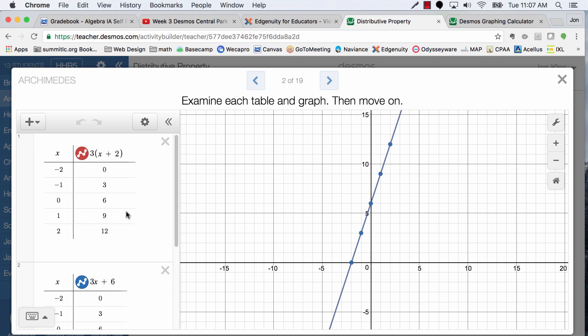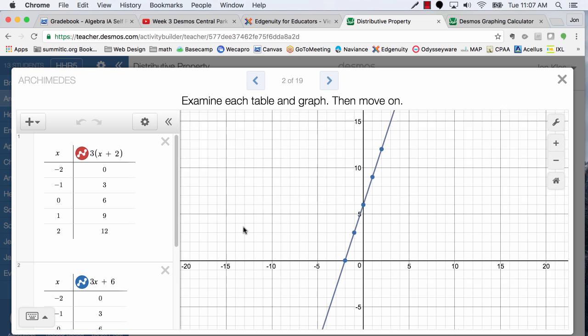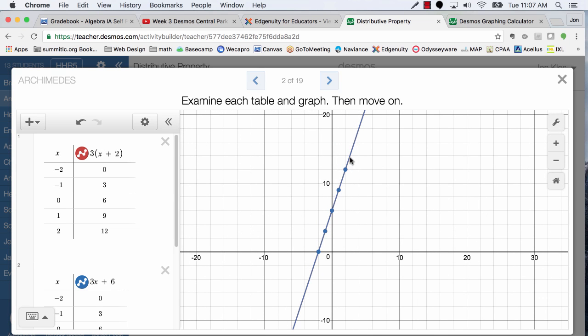So moving on to the slide. It starts off by asking you to look at a couple different tables, right? Here's 3 times x plus 2. Well, that's great. And then here's 3x plus 6. These are just distributed with each other. And what you need to notice is that they actually form the same line. If I turn it off, there's the blue one. If I turn it on, it overlays right on top of the blue one.